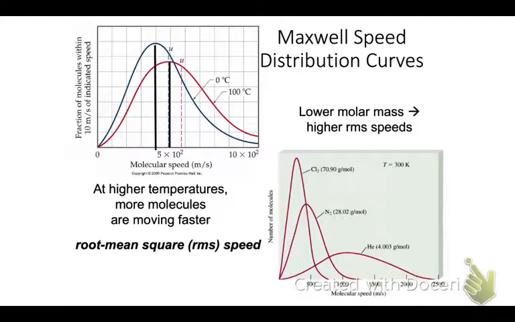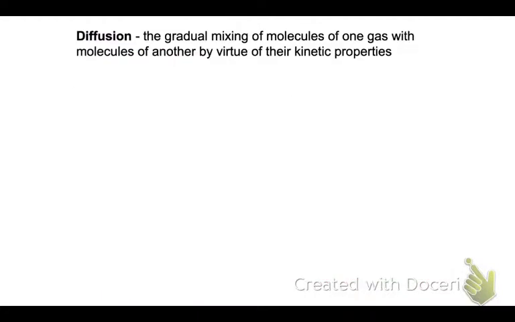So the root mean square speed is directly proportional to the temperature. The speed will increase with increasing temperature, and it is inversely related to the molar mass, the square root of the molar mass to be accurate, right? So the heavier the gas, the lower the speed. This is important, and we will use it in the next slide, as you will see.